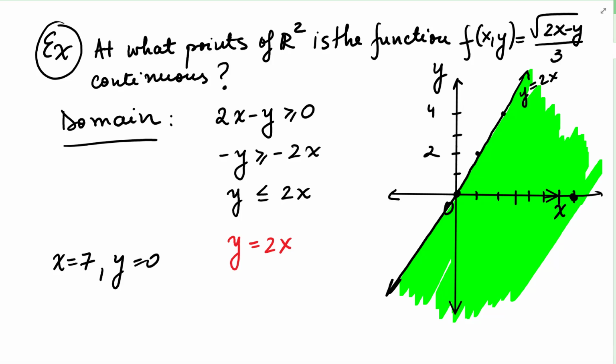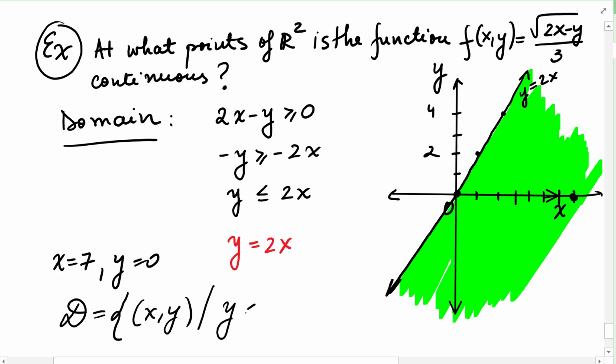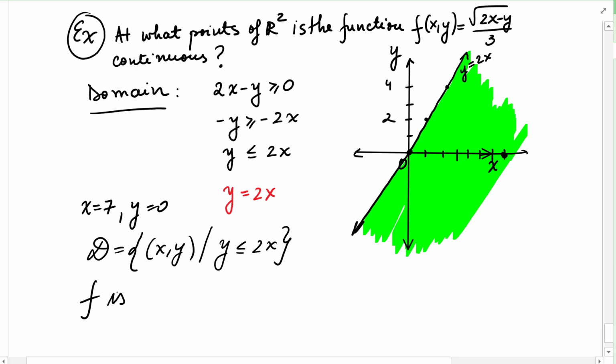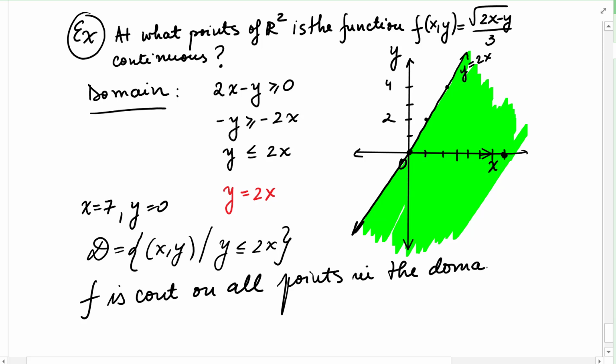So the domain is the set of (x, y) with the property that y is less than or equal to 2x. And at what points on R2 is the function continuous? Well, the function is continuous on all the points in the domain. So the function f is continuous on all points in the domain D.